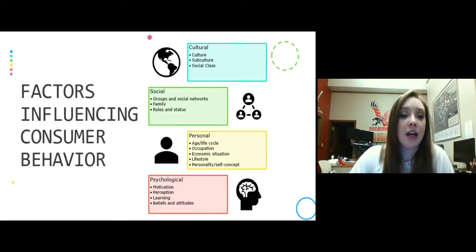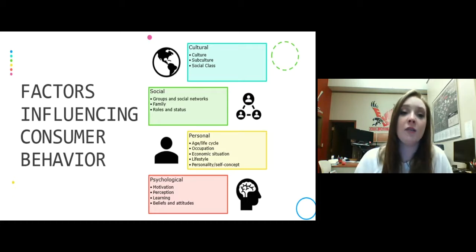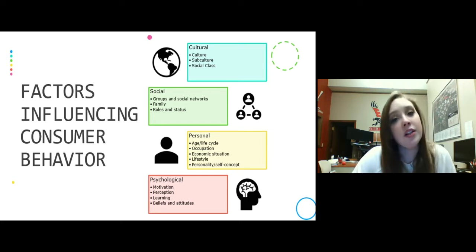So every buyer has factors that influence our behavior. What we buy and how we buy it is influenced by these four factors. So we have cultural, social, personal, and psychological. And we're going to go into those one by one.